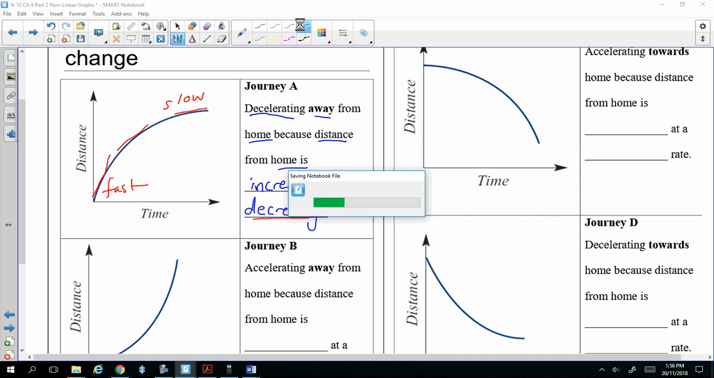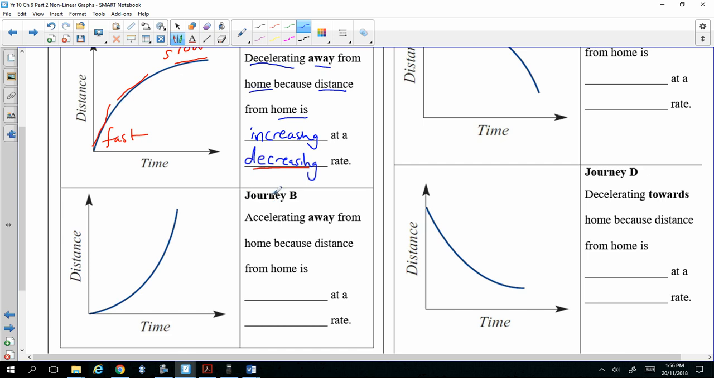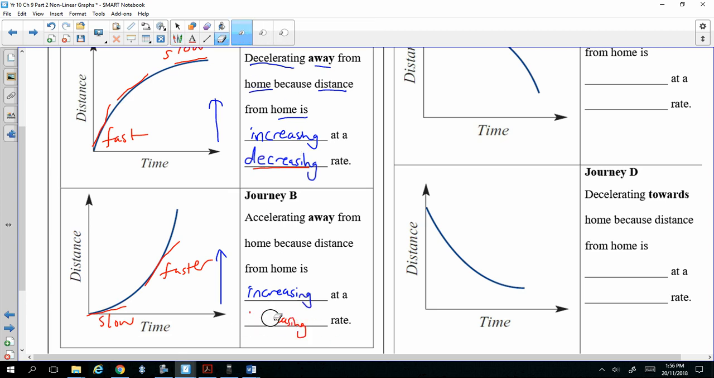Let's look at journey B. Journey B accelerating away again from home because the distance from home is increasing. Right, it's going upward. So both are going upward, they are increasing. But in this case, it starts off slow and then gets faster, right? So we say at an increasing rate. Let me write clearly. Increasing rate. Yep, got it.